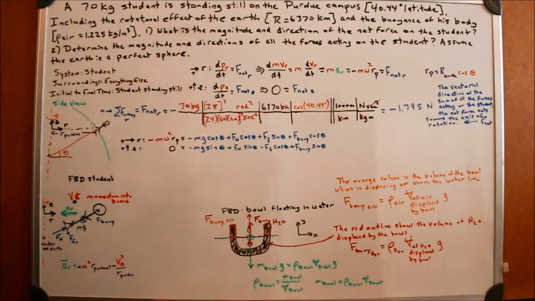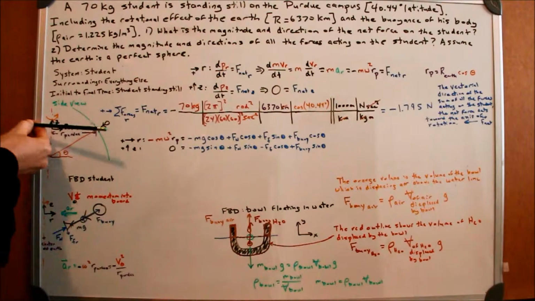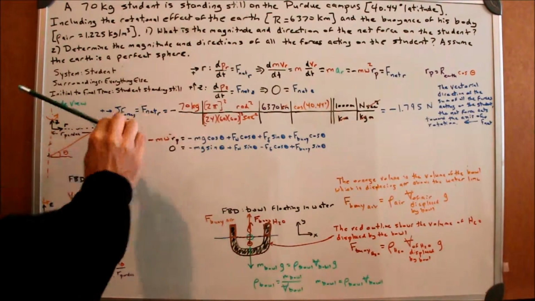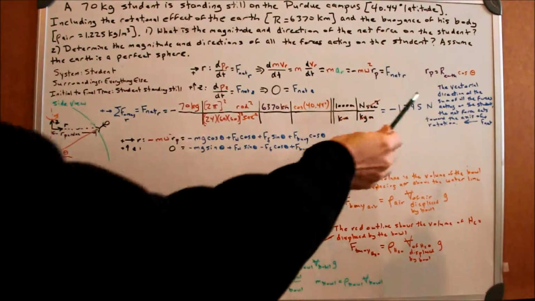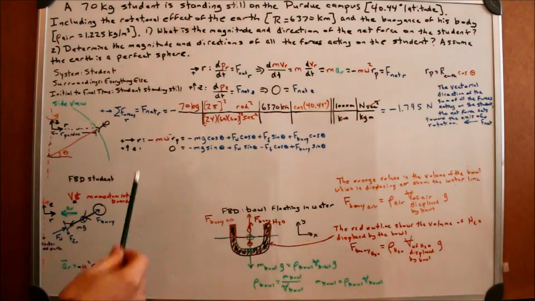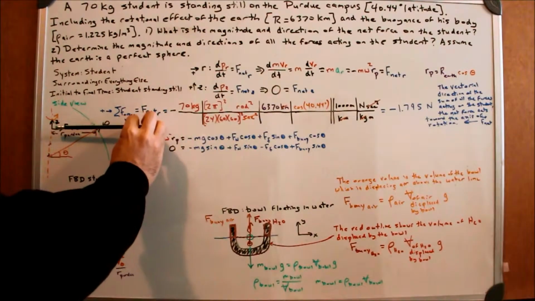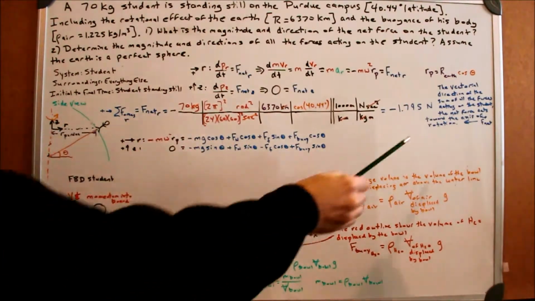and it turns out to be minus 1.795 newtons. The negative sign says that I chose my positive r direction this way, so negative means this way, so the net force is inward. The sum of all the forces acting on the student, which is the net force, acts directly towards the central axis of the Earth, and that's the magnitude.